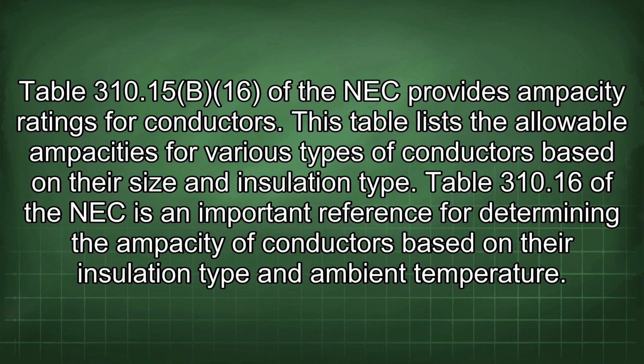Table 310.15(B)(16) of the NEC provides ampacity ratings for conductors. This table lists the allowable ampacities for various types of conductors based on their size and insulation type.